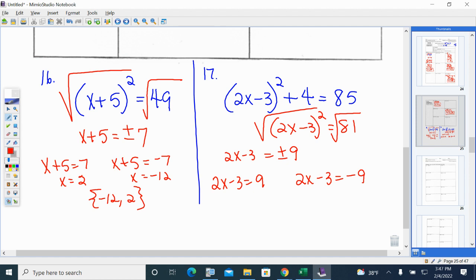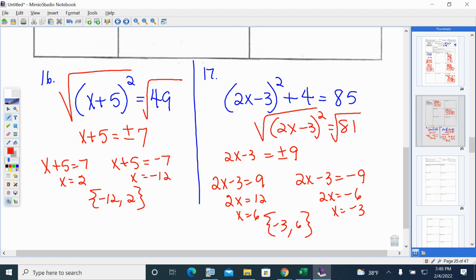And then solve. Add the 3. 9 plus 3 is 12. Divide by 2, and we get x equals 6. Again, add the 3. Negative 9 plus 3 is negative 6. Divide by 2, and we get negative 3. So we got a negative 3 and a 6 for our two solutions on number 17.